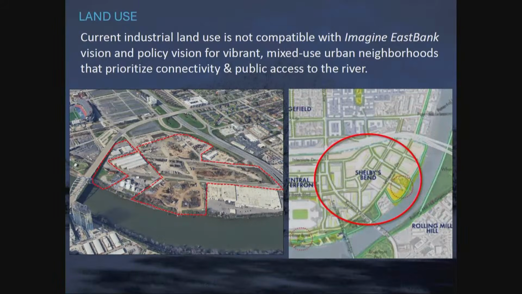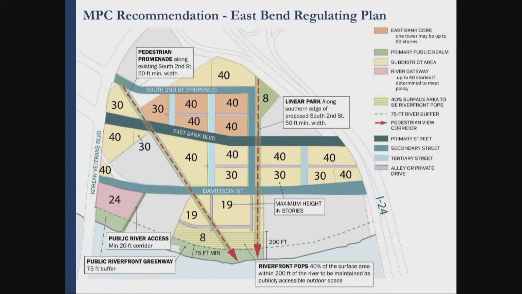So just as a bit of background, I think everyone is sort of aware of this process, but the current industrial land use that exists on the property is not compatible with the Imagine East Bank vision and the policy vision for a vibrant mixed-use urban neighborhood. It prioritizes connectivity and public access to the river. And so the existing land uses and their configuration are not compatible with that vision. So the current application is to bring this area into compliance with the Imagine East Bank plan. The Planning Commission has reviewed and made a recommendation on the East Bend subdistrict.